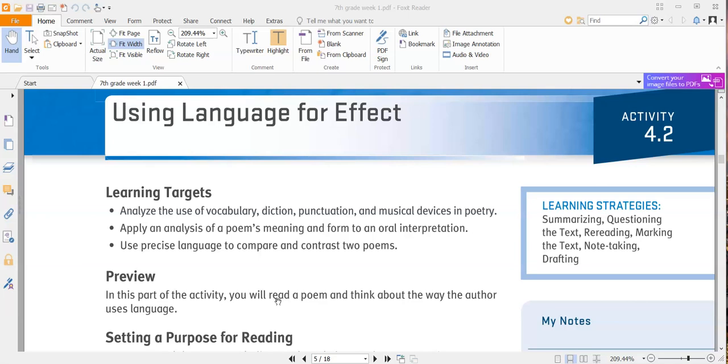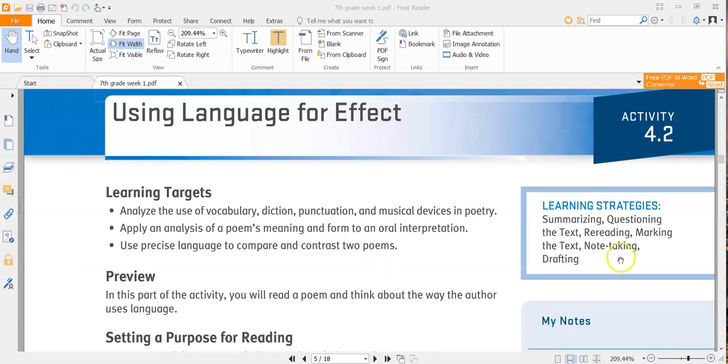Our learning targets are: 1, to analyze the use of vocabulary, diction, punctuation, and musical devices in poetry. Number 2, apply an analysis of a poem's meaning and form to an oral interpretation. So the poem's meaning and form, we're going to analyze. And then use precise language to compare and contrast 2 poems. Those are the 3 things we're going to focus on mastering by the end of this lesson, or at the very least, learning.